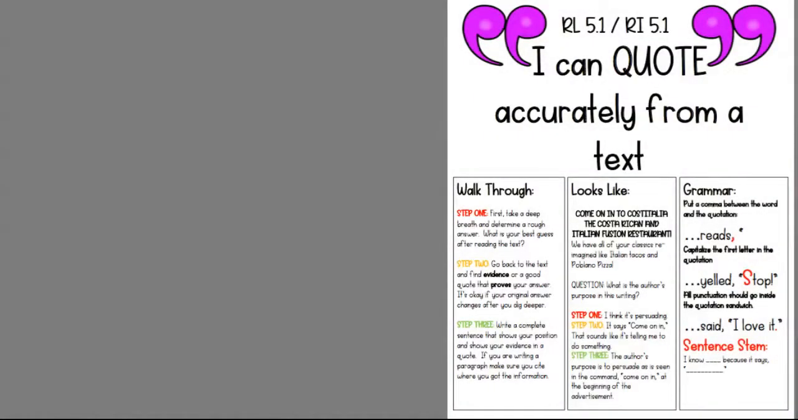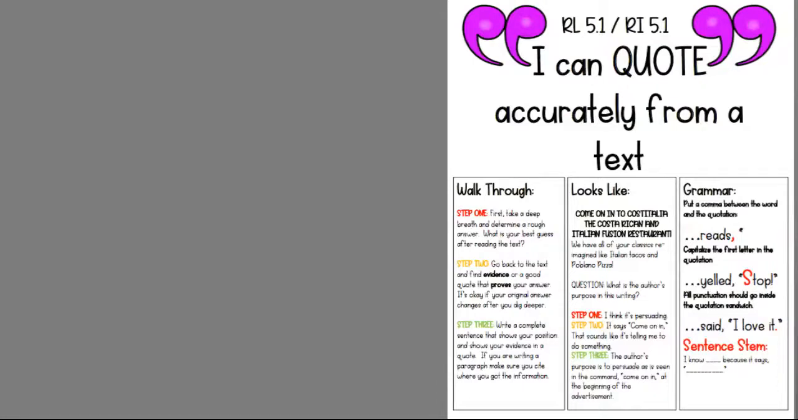Next, you will see a series of posters. Obviously, I'm not going to show you what all the posters look like in this video, but this is the general setup. It tells you the RL and RI standard if they go together. So RL 5.1 is to quote accurately from a fiction text, and RI 5.1 is to quote accurately from a nonfiction text. So rather than have 2 posters, I've combined those 2 concepts into one.